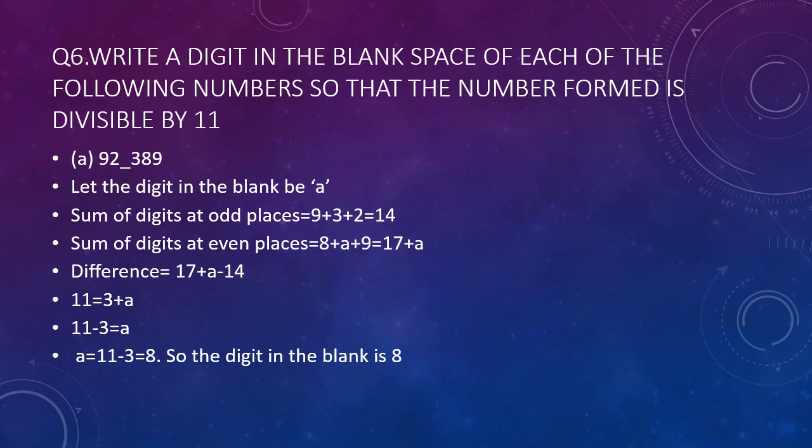Now difference is 11. So 11 is equal to 3 plus A. 11 minus 3 is equal to A. So A is equal to 11 minus 3, 8. So the digit in the blank is 8.